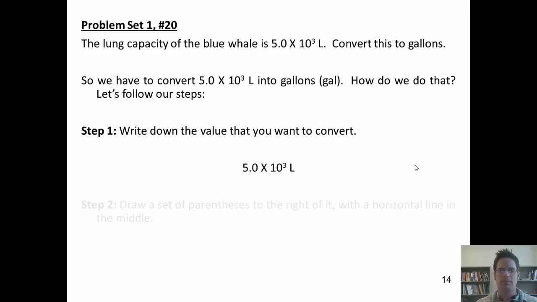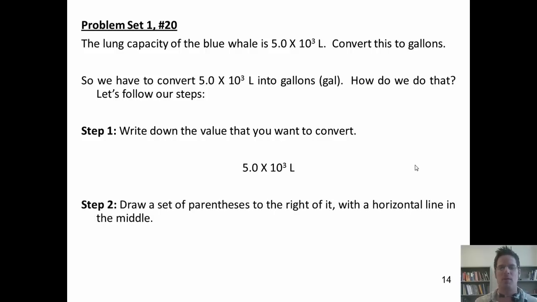Okay, no problem. Step 2. Draw a set of the parentheses to the right of it with a horizontal line in the middle. Here's how we do that. We just kind of manually draw this to the right of our original value. Done with step 2.